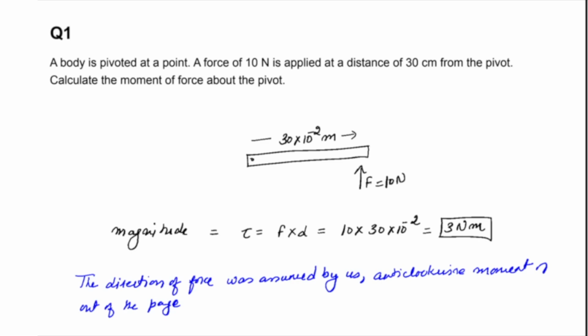A body is pivoted at a point. A force of 10 Newton is applied at a distance of 30 centimeter from the pivot. Calculate the moment of force or torque about the pivot.